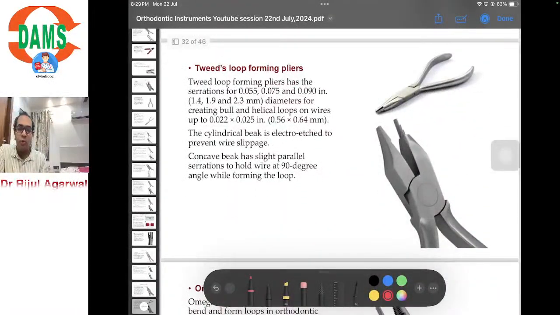Next is the Tweed's loop forming plier. Previously I showed the plier number 142 on a Tweed plier. This is a Tweed's loop forming plier. It has the serrations for 0.055, 0.075 and 0.90 inch diameter for creating bull and helical loops on wire up to the rectangular wire dimension. Tweed pliers are always used for rectangular wires.